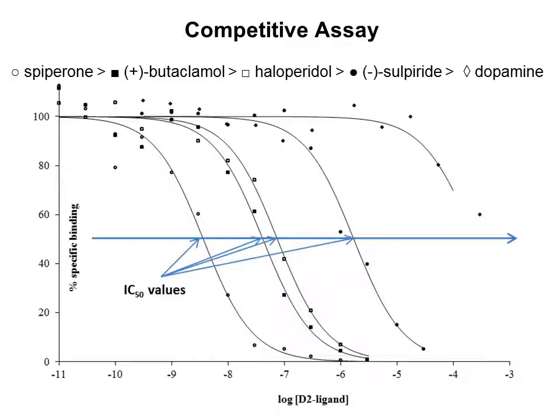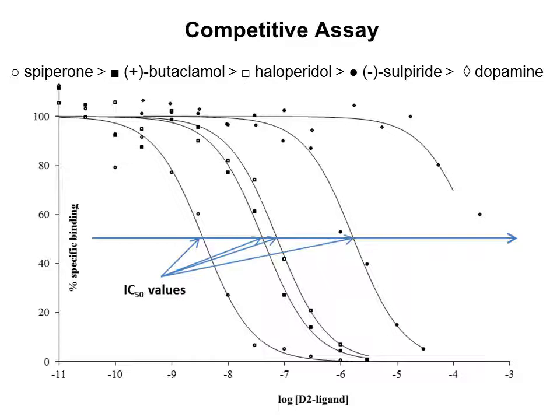For spiperone itself, as a high affinity binder, we reach zero at about 10 to the minus 6 molar. And the IC50, that means the value where 50% of the tracer ligand, the radioactive ligand, have been displaced, is around 10 to the minus 8 to 10 to the minus 9 molar, 1 to 10 nanomolar. As we go down the line to lower affinity ligands, butaclamol, haloperidol, and sulpiride, you can see that this IC50 value shifts to the right to higher concentrations.